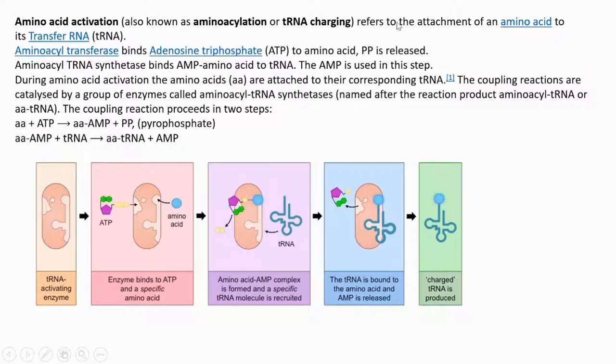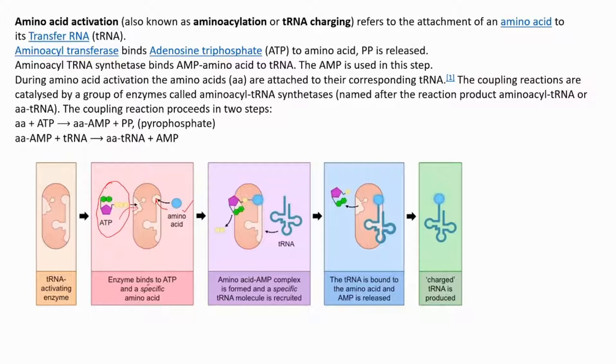Amino acid activation is the attachment of an amino acid to transfer RNA. First look at this picture. This is an enzyme. What is its name? This tRNA activating enzyme. To this enzyme, what is first approaching? One ATP molecule is approaching, and it goes and binds to this site. And then another amino acid comes and binds to this site.